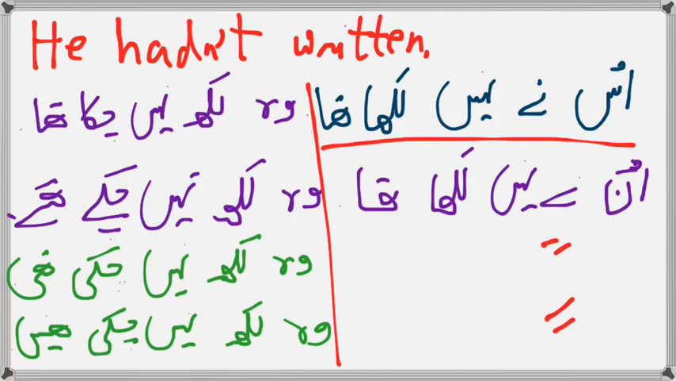Now, when we want to say they hadn't written, then we can use this version: उनने नहीं लिखा था for male and female group and the mixed group. But if we want to say वो लिख नहीं चुके थे, then this version is used for male plus mixed group, and this sentence is used only for female group. वो लिख नहीं चुकी थी.